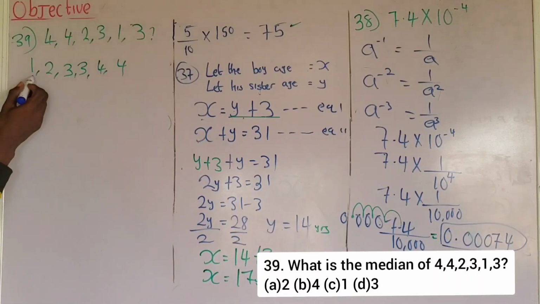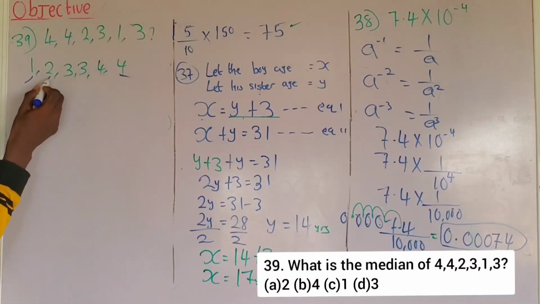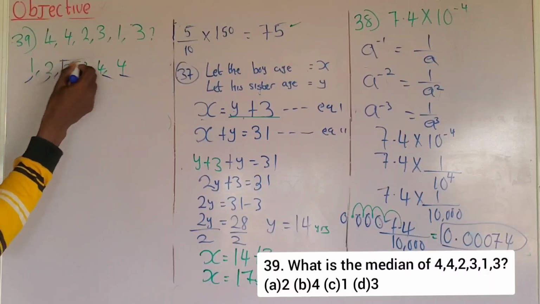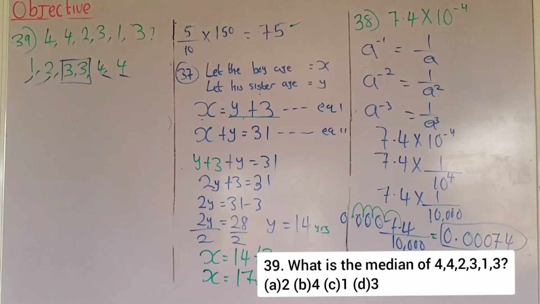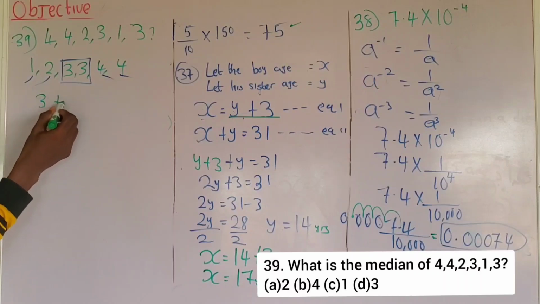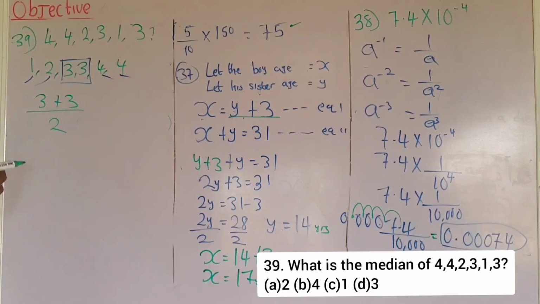So we are going to have two numbers in the middle. We are left with these two numbers in the middle. How do we get the median? Because we have an even data set, all you have to do is take the sum of the two numbers, 3 plus 3, and divide it by 2. That is it. You take the average.